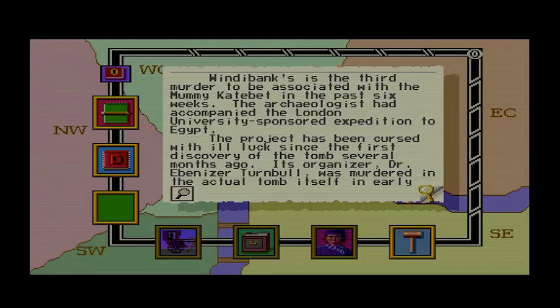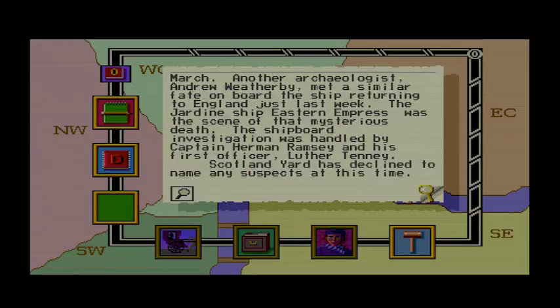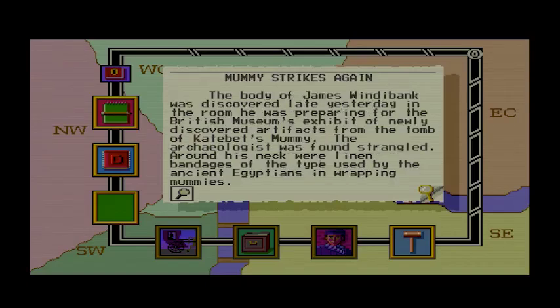The project has been cursed with ill luck since the first discovery of the tomb several months ago. Its organizer, Dr. Ebenezer Turnbull, was murdered in the actual tomb itself in early March. Another archaeologist, Andrew Weatherby, met a similar fate on board the ship returning to England just last week. The Jardine ship, Eastern Empress, was the scene of the mysterious death. The shipboard investigation was handled by Captain Herman Ramsay and his first officer, Luther Tenney. Scotland Yard has declined to name any suspects at this time.